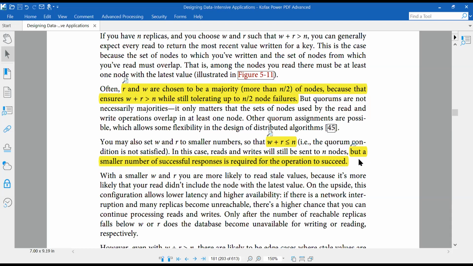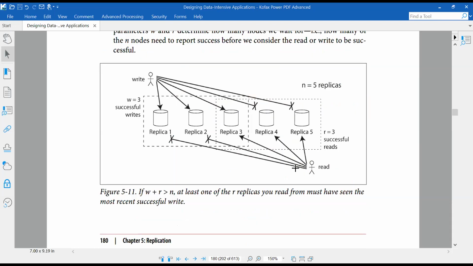Sorry, say it again. Last part. Because you had written on replicas 1 and 2, if you are reading from 4 and 5, you'll always get the stale data. No, he is not consistently reading from there, right? His first request goes to replica 1 to read, right? Okay, yeah, got it.